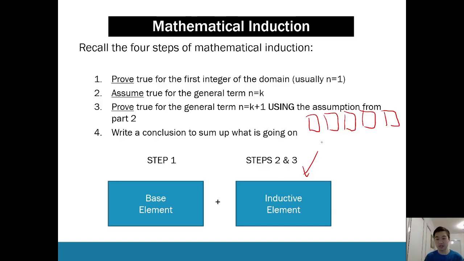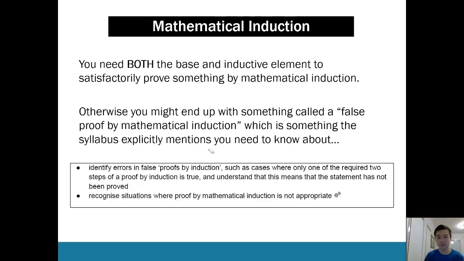However, if you just have dominoes all lined up perfectly, that doesn't mean they fall yet. You need this first step, the base element. You need one domino to fall over to set off a chain reaction of the other dominoes falling as well. Because if you don't have that initial push, none of the dominoes will fall. So step 1 is making sure that at least one domino falls, so that it will trigger this chain reaction, and it will make the other dominoes fall as well. So you need both of them in order to satisfactorily prove something by mathematical induction.